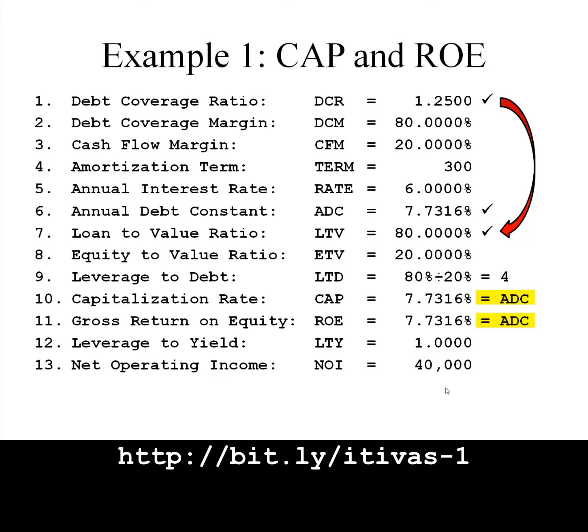From these numbers, we can then show that for a net operating income of $40,000, the maximum allowable offer can be no more than $517,357.